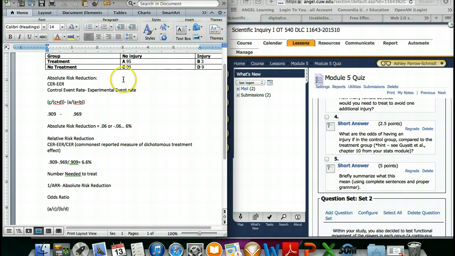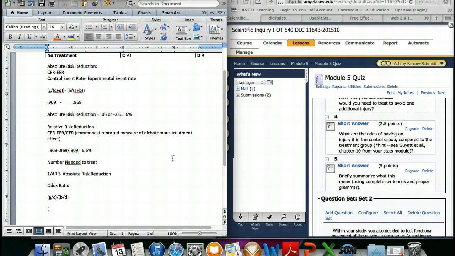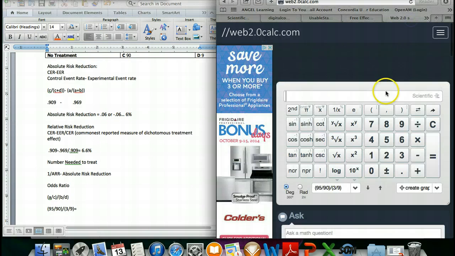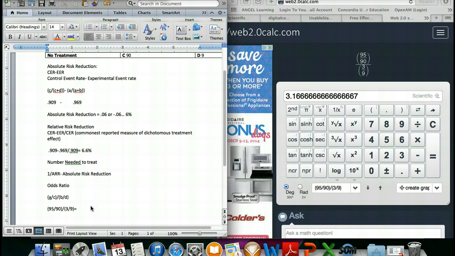Again, all based off these 4 letters. So if we apply that, that's just 95 divided by 90, divided by 3 divided by 9. So to see that, if we look using a calculator, I'm just going to put the equation in. So 95 divided by 90, that's divided by 3 divided by 9. That's our equation. That's what it looks like. We get 3.167.